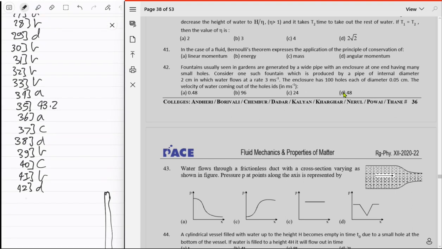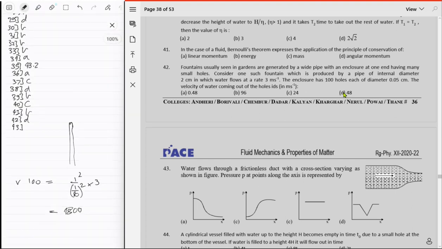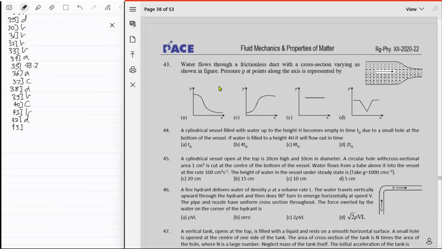Next question. 43. This is weird. Water flows through a frictionless duct with a cross section varying as shown in the figure. Pressure P at a point along the axis is represented by. Fine. Over here the pressure will be lower because velocity is higher. So lower over here, higher over here, and then it's decreasing continuously. This is weird because suddenly it's just not smooth. Doesn't make sense. C is wrong. This is also wrong. I don't know. A is the option.